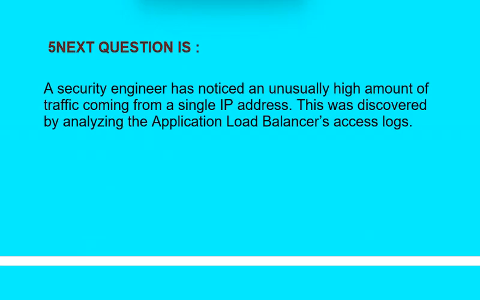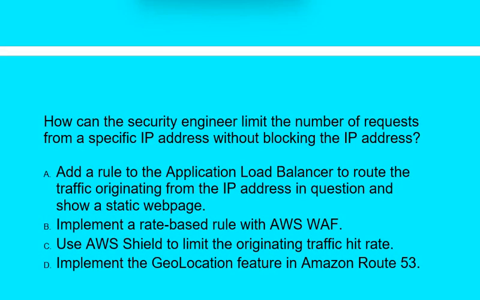Question is a security engineer has noticed an unusually high amount of traffic coming from a single IP address. This was discovered by analyzing the Application Load Balancer's access logs. How can the security engineer limit the number of requests from a specific IP address without blocking the IP address?